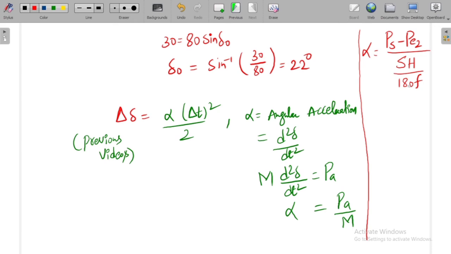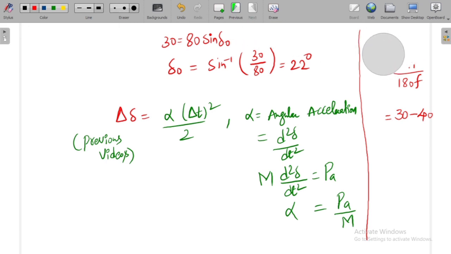If I want to express alpha in electrical degrees per second square, I will take 180. If I want to know alpha in electrical radians per second square, I can keep pi, right? So you should know what is PS, what is PE2, what is S, what is H, what is F. All these we need to know. What is PS before the disturbance? 30, and PE is 40, right?